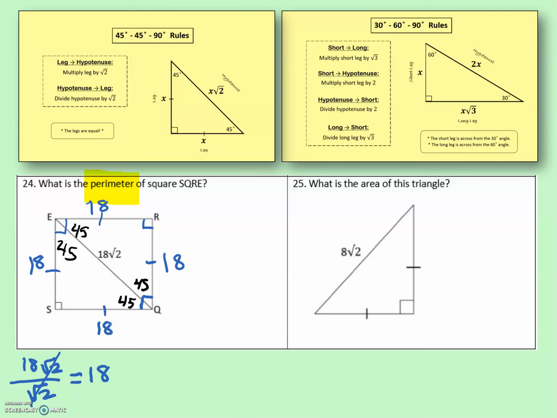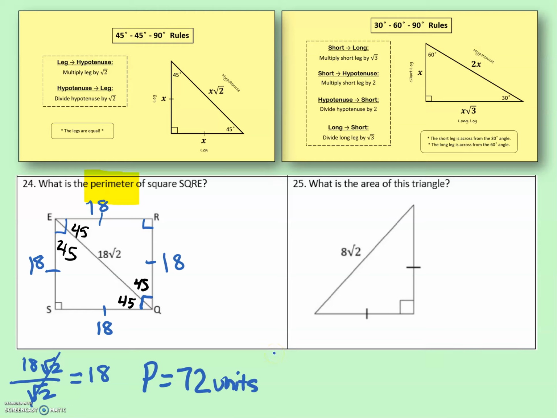And we know that perimeter is the length around the shape, so the perimeter of the square would be 18 plus 18 plus 18 plus 18, or 18 times 4. So the perimeter is 72. 72 units, because it doesn't give us how it's measured.